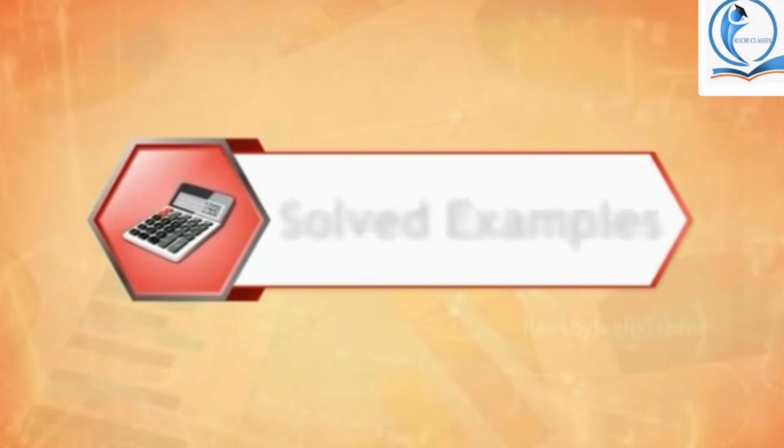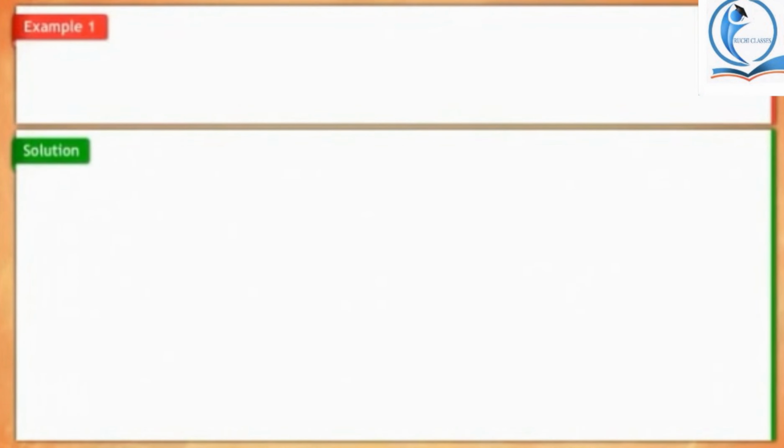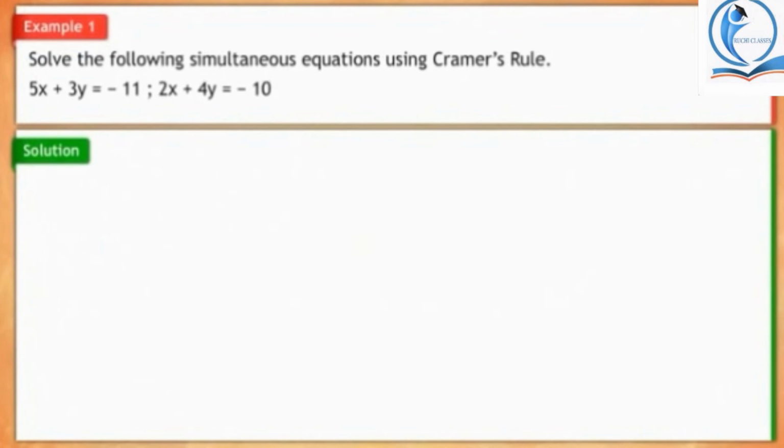Solved examples. Example 1. Solve the following simultaneous equations using Cramer's rule. 5x plus 3y is equal to minus 11. 2x plus 4y is equal to minus 10. Solution. Given equations, 5x plus 3y is equal to minus 11, 2x plus 4y is equal to minus 10.